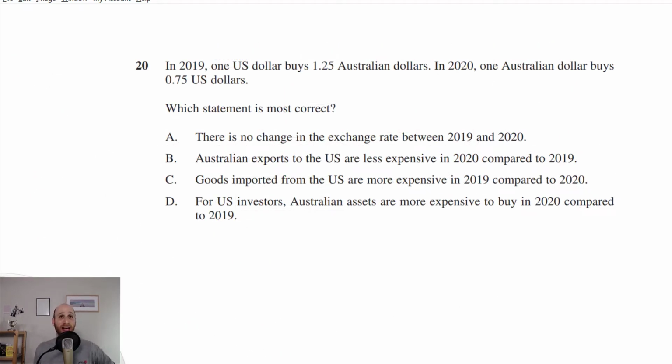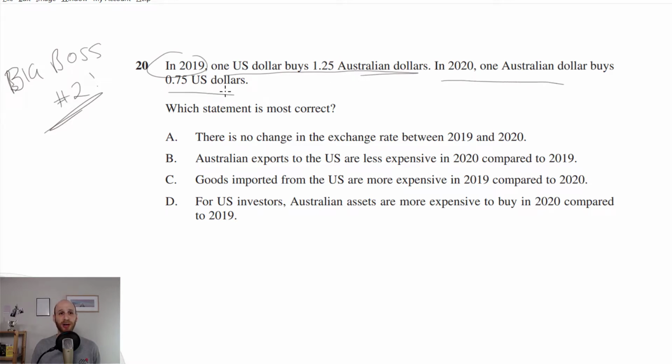Okay, here we are at our final question. So let's have a look at what we're being asked. It says that in 2019, $1 buys $1.25 Australian. In 2020, $1 Australian buys 75 US cents. Okay, so they're playing around a little bit because these are expressed in different ways. So let's try and make this a bit consistent.